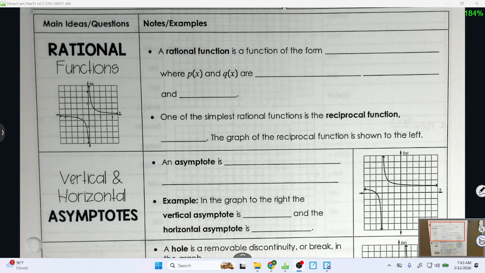All right, in this video, we're going to talk about rational functions. Rational functions are functions of the form where you basically have a ratio. Rational, ratio, that's what that means. So f of x, or y, is equal to p of x over q of x, where p of x and q of x are both polynomials.